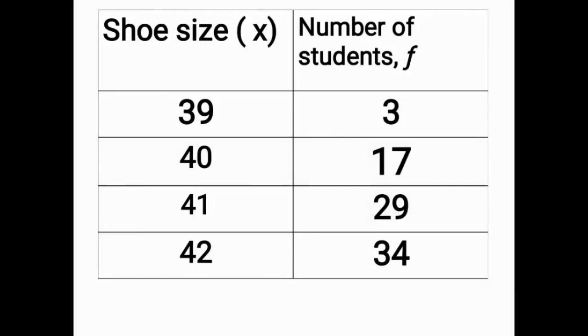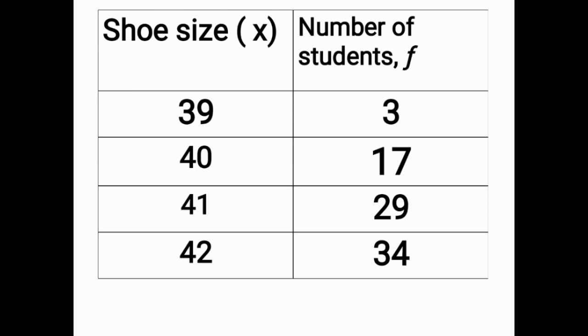Large amounts of discrete data can be written as a frequency table or as grouped data. The table here shows the number of students with a specific shoe size. The table shows us that 3 students have a shoe size of 39, 17 students have a shoe size of 40, 29 students have a shoe size of 41, and 34 students have a shoe size of 42.